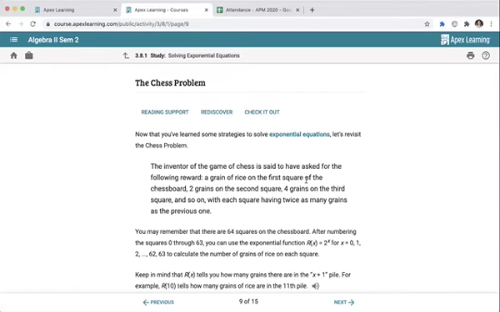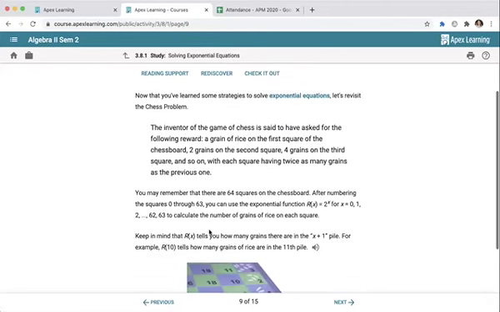All right, so then if we look at this chess problem that they would have introduced to us in the intro, but I kind of skipped over it, we have the inventor of the game of chess, who is said to have asked for the following reward: a grain of rice on the first square of the chessboard, 2 grains of rice on the second square, 4 grains on the third, and so on and so forth. So he wants 2 to the power of x.